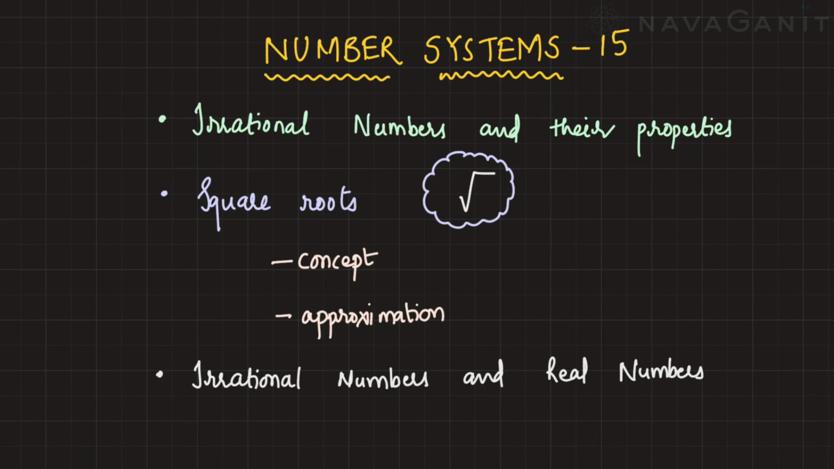Now let us talk about irrational numbers. So we'll see what are irrational numbers. Then we'll see a few properties of irrational numbers. Then we'll see square roots. We'll try to understand the concept, and then how can we approximate square roots. And then we'll see irrational numbers and real numbers.